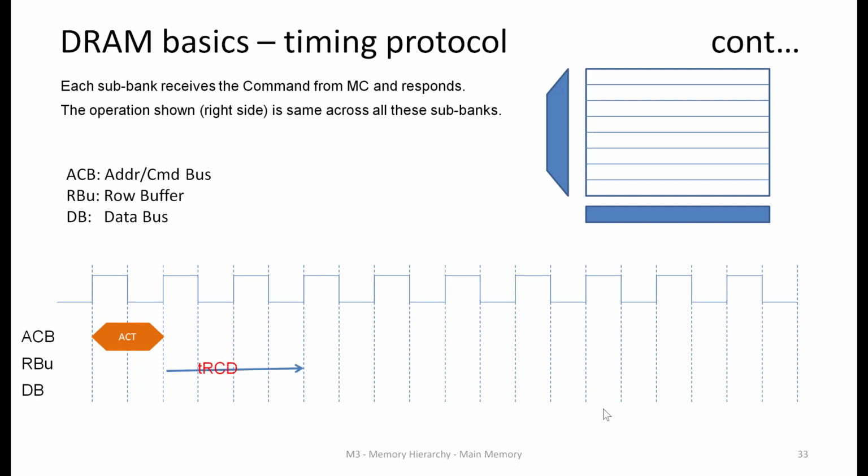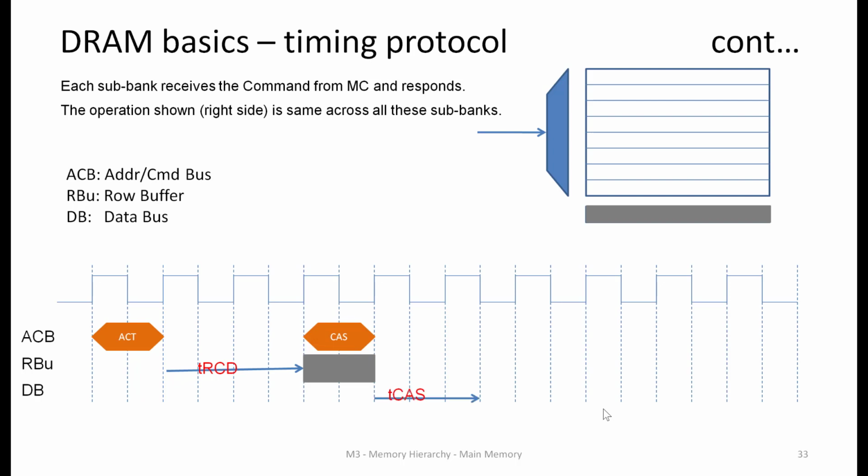Now TRCD is the minimum time it takes for the row decoder to decode, select a row in the bank or sub bank, and write it to the row buffer. At the end of TRCD cycles, the data in the row buffer will be stable. At this moment, on the address command bus, we can send a cache to this bank.